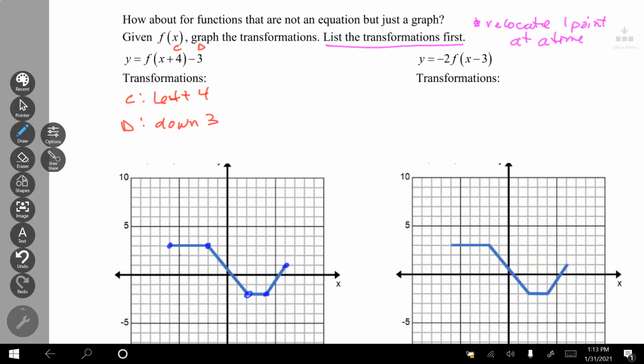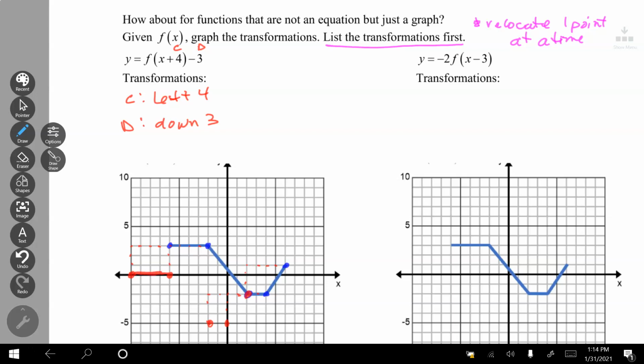I'm going to take this very first dot right here. I'm going to move it left 4, 1, 2, 3, 4, and then down 3, 1, 2, 3. There's the new dot. Same thing for the second blue dot. 1, 2, 3, 4, 1, 2, 3. And the same for the rest of the blue dots. And now I'm going to play connect the dots.